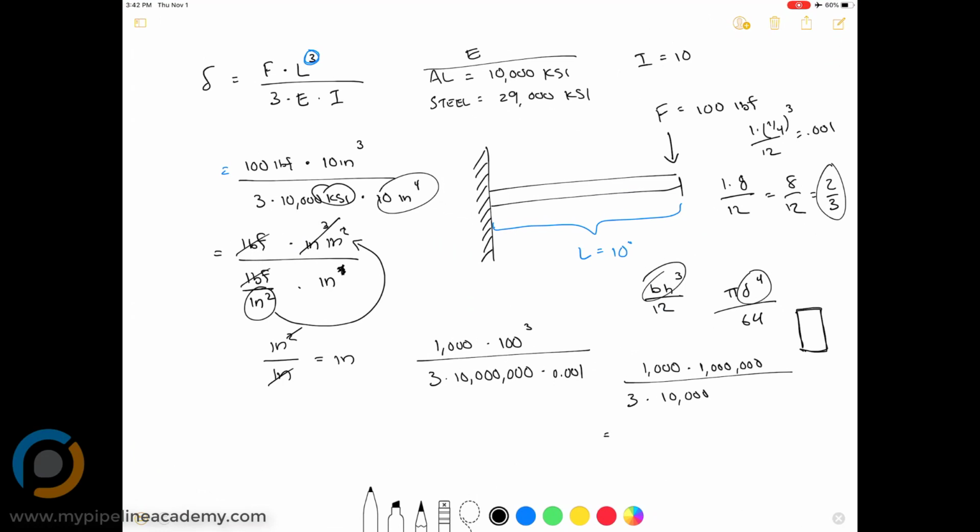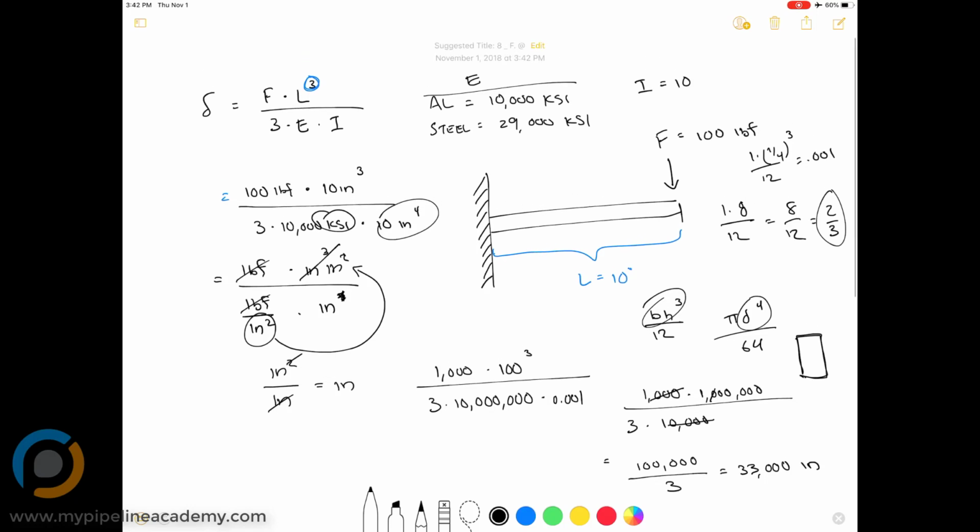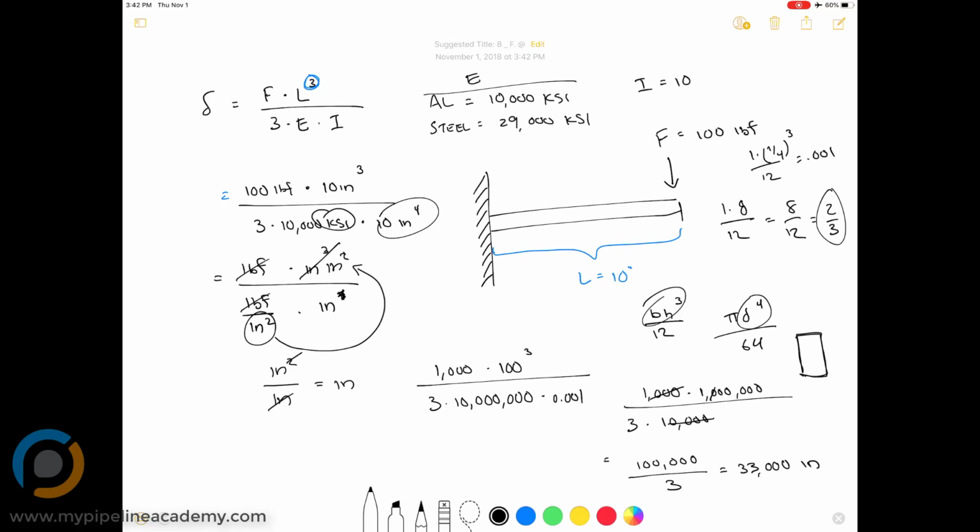And now, let's see, we may have gone too far in the other direction, but if we cancel out some zeros here, see 3 and 4, and 1, 2, 3, 4, and now we're left with, let's see, 100,000 over 3 equals 33,000 inches. Okay, so 33,000 inches is obviously not realistic. This beam would just break before then. So we've gone too far in the opposite direction.